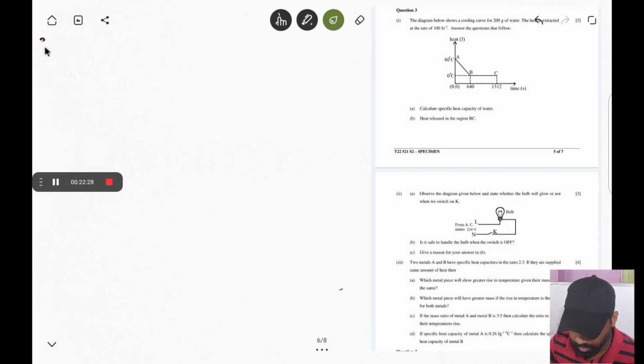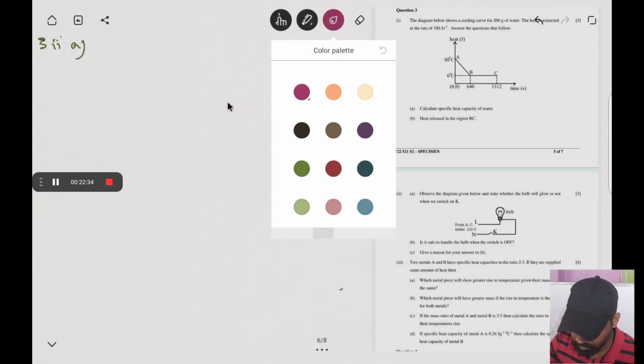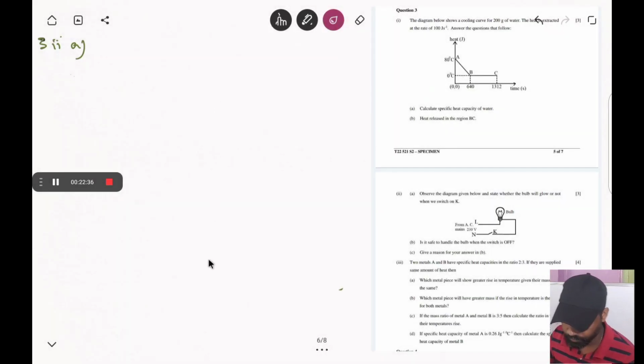Now, number 3, part 2A. Let us look at the answer. Question. Observe the diagram given below and state whether the bulb will glow or not when we switch on K. Of course, the bulb will glow. Number A. Bulb will glow.